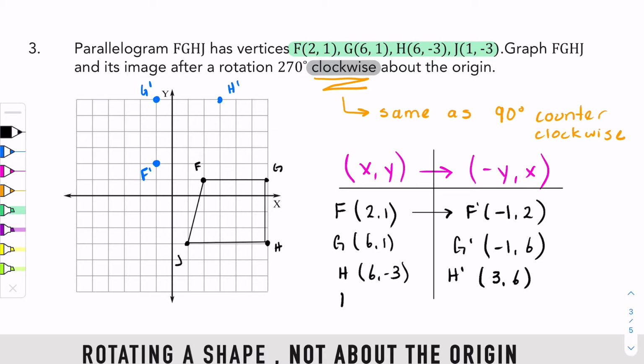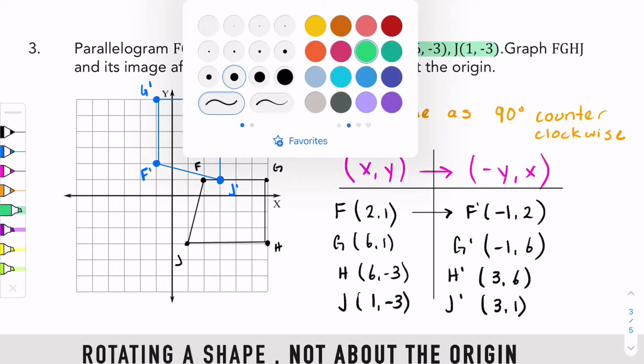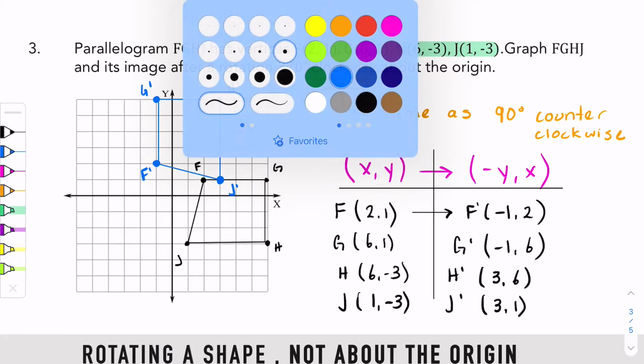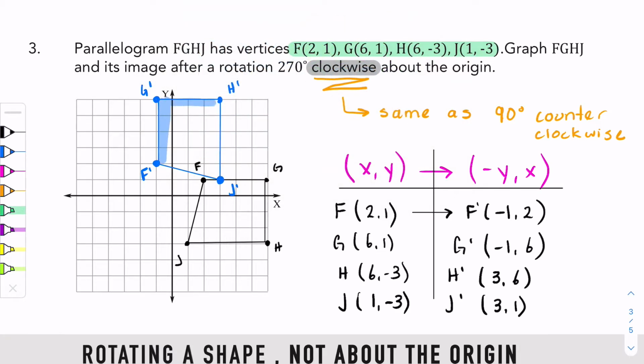And the last point, point J, is located at 1 comma negative 3. J prime will be at 3 comma 1. When I connect these points for my final answer, this figure here is the final image.